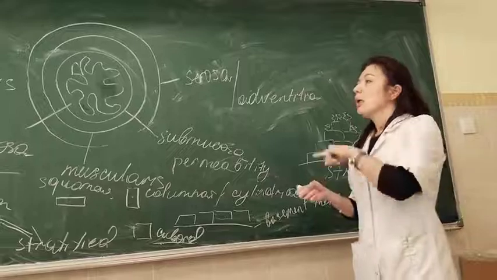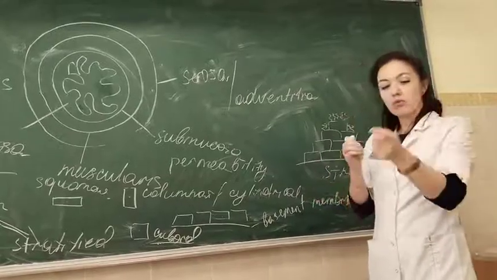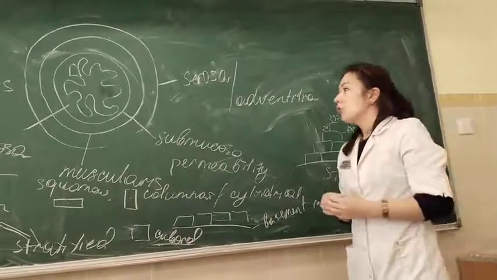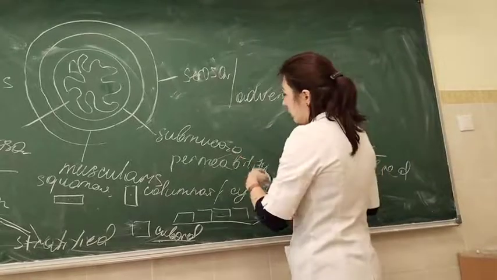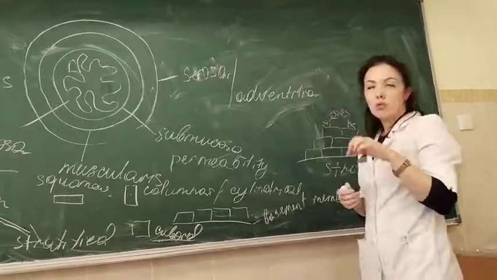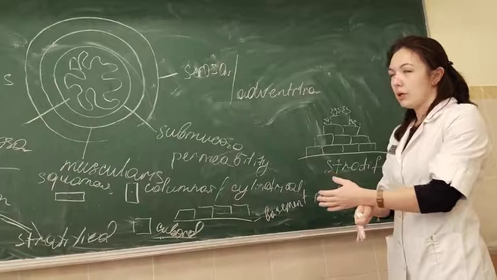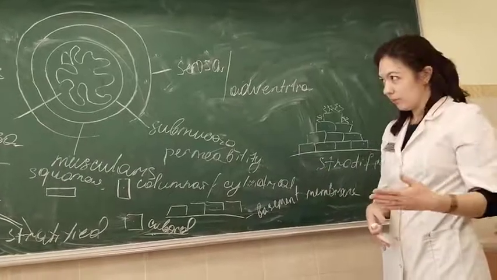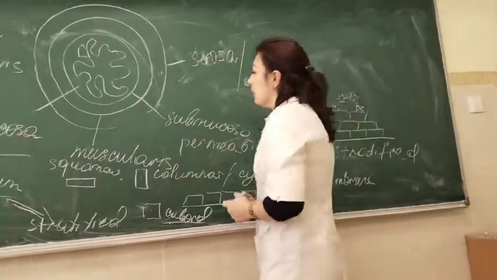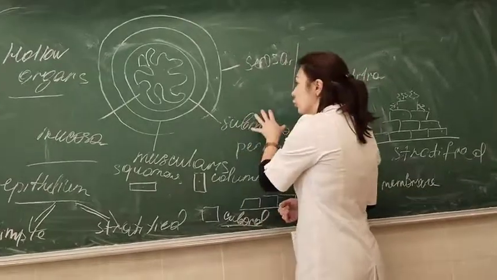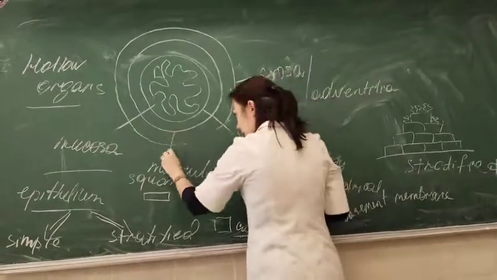So in intestines, folds will be circular. In the esophagus, folds will be longitudinal. So the better submucosa is developed, the more folds are present and the higher they are. Okay. Then, under the submucosa, there is the muscular layer.